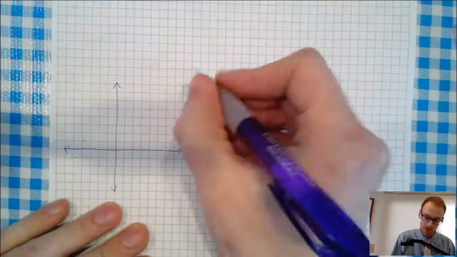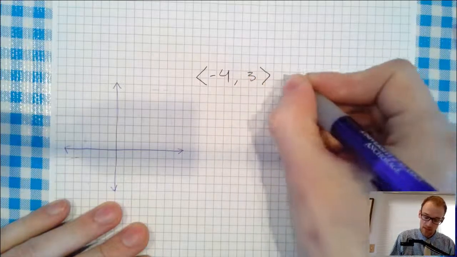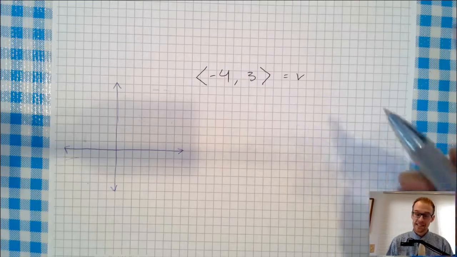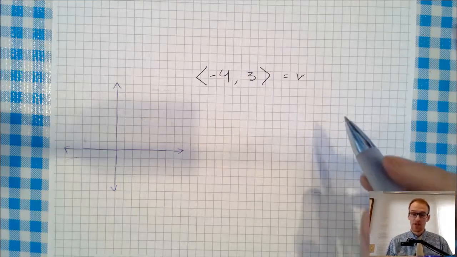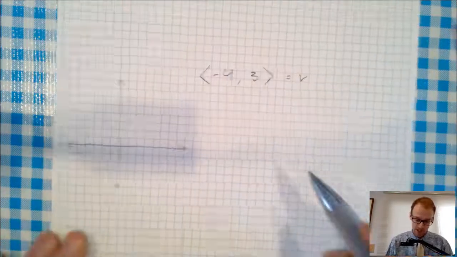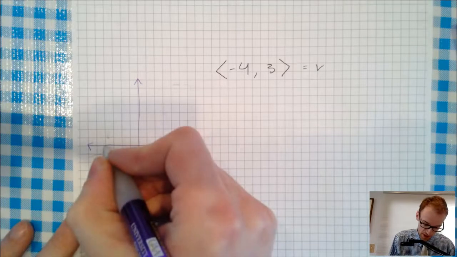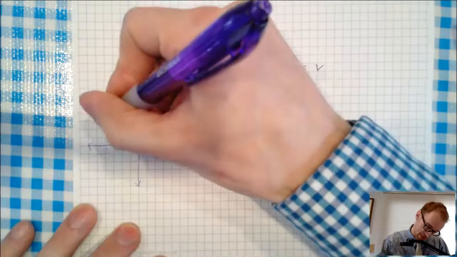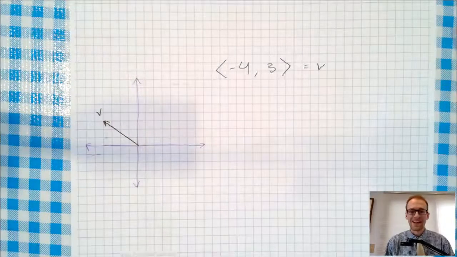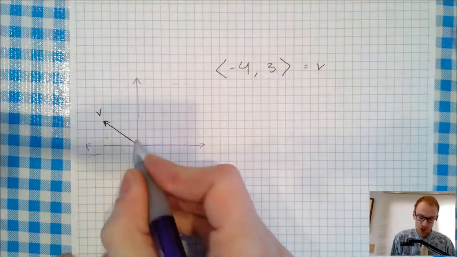Let's suppose I have the vector, I don't know, <-4, 3>, and that's my vector v. Just a new vector. How do I write that as a linear combination of the standard unit vectors i and j? Well, first let's graph the vector v. It is -4 in the x direction and 3 in the y direction. So this is vector v, starting from the origin. There's vector v.